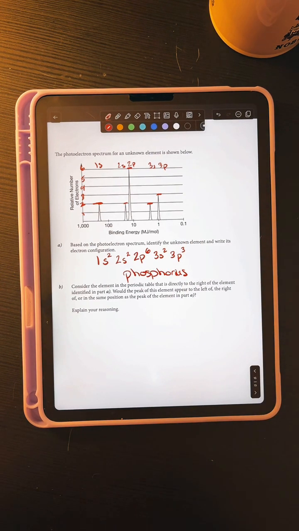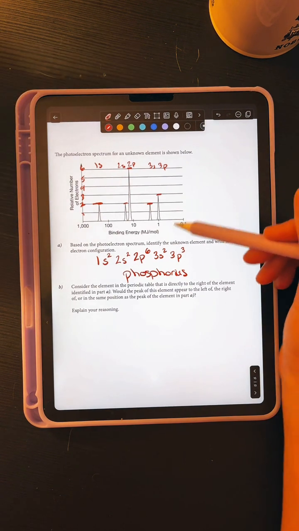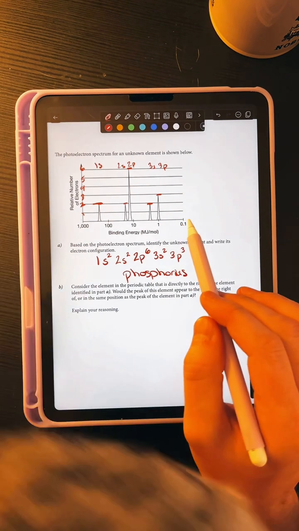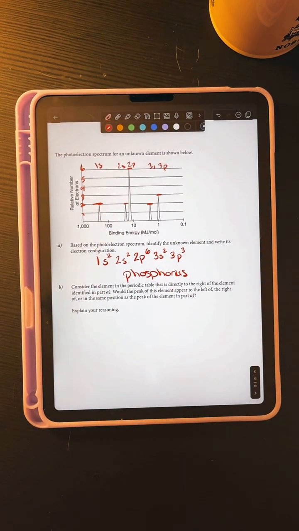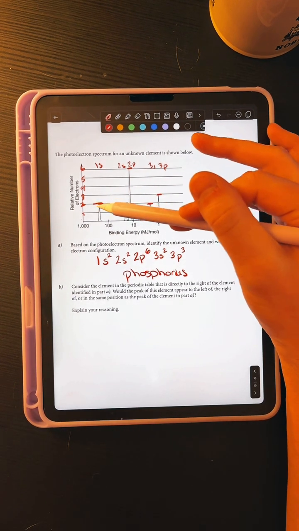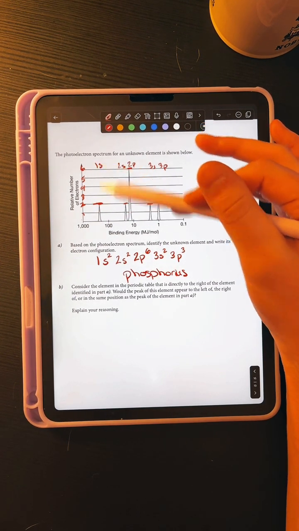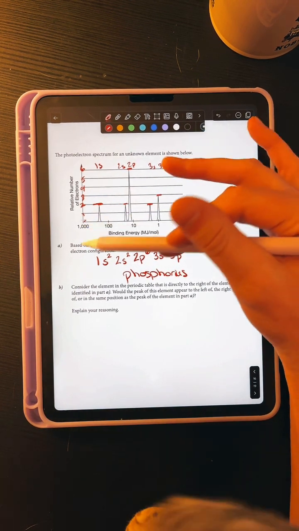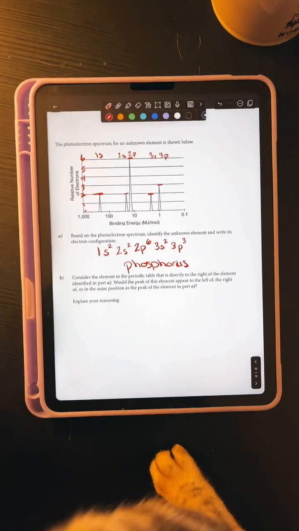If the peak energy was in reverse, would the electron configuration be reversed? Yes. So if it started at point 1 here and went up to 1,000, then it would be reversed. That is correct. Most of the time, though, at least it's not cesium. That is true. It's been a while since we had cesium. Most of the time, though, it will give you your binding energy starting over here. So you will do 1s first.